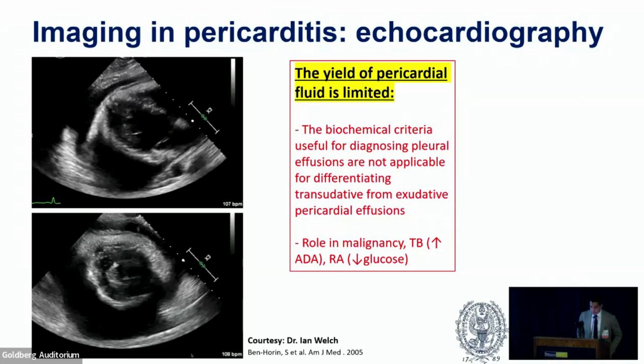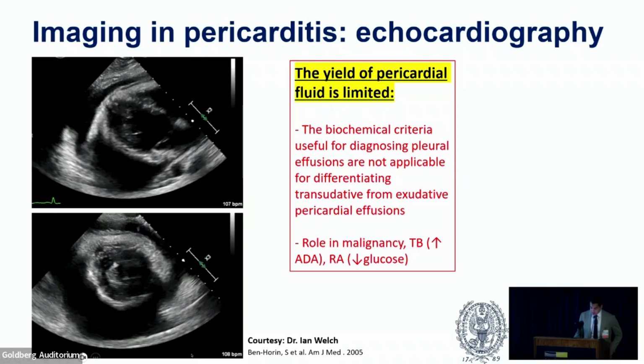The reason being, the criteria that you use for other fluids, including the fluid from your peritoneum, ascitic fluid, or pleural fluid, tend to be more helpful when you're trying to gauge what the etiology is, be it transudative versus exudative. That doesn't hold true as much for pericardial fluid. Rare exceptions being in malignancy, where this can be tremendously helpful.